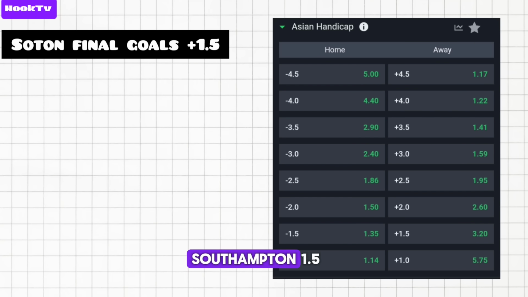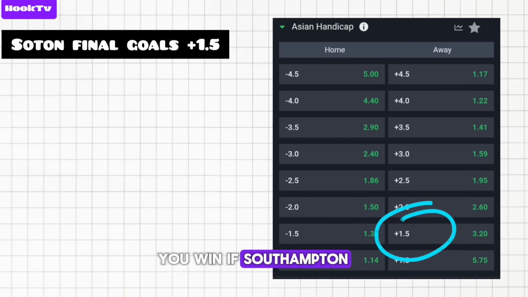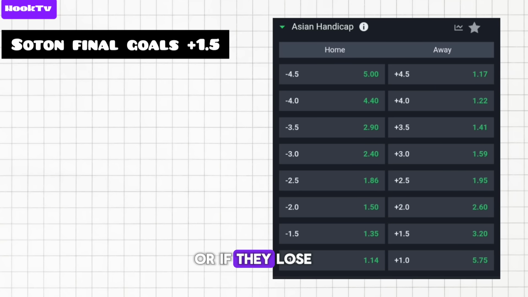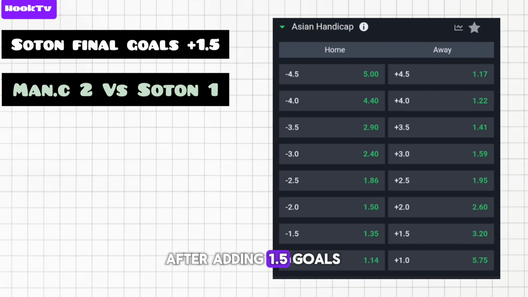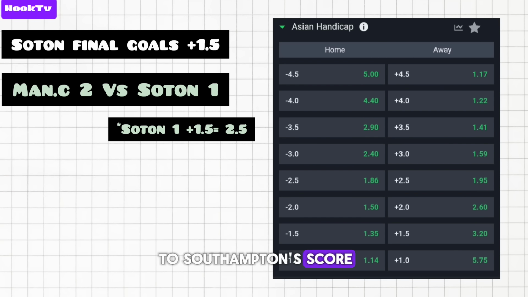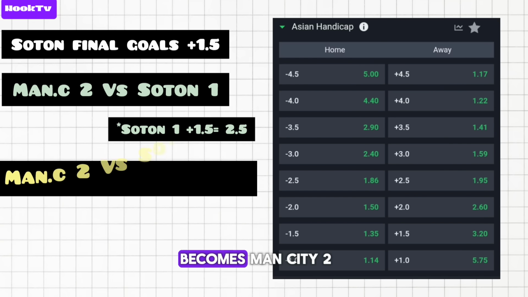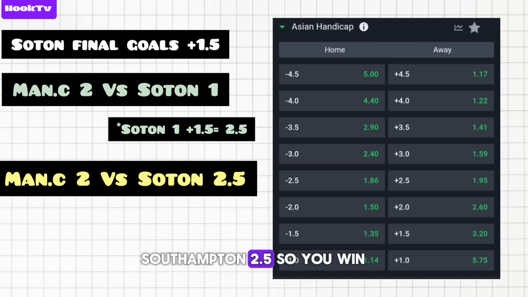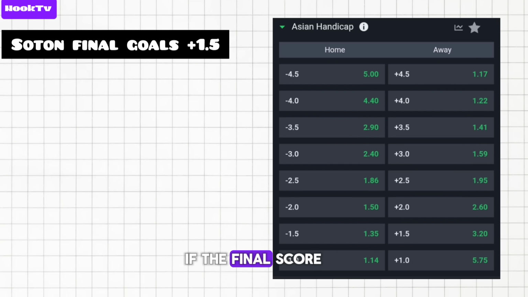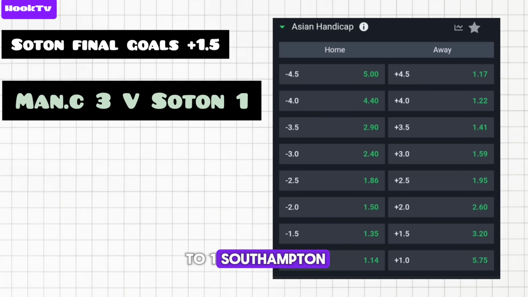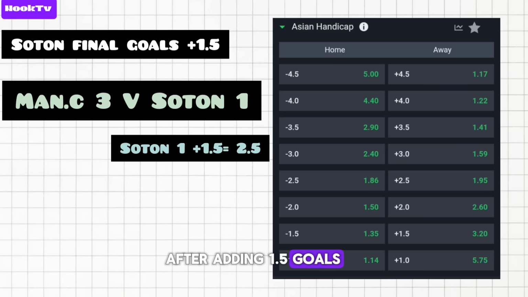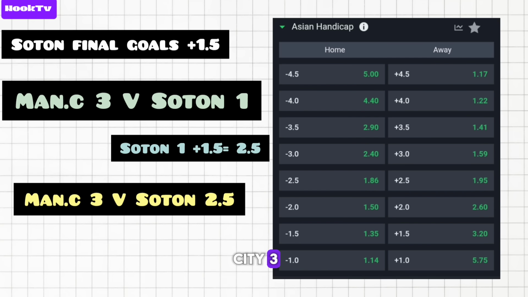If you bet on Southampton +1.5, you win if Southampton wins, draws, or if they lose by one goal after the 1.5 is added to their score. For example, if the final score is Man City 2-1 Southampton, after adding 1.5 goals to Southampton's score, the final adjusted score becomes Man City 2, Southampton 2.5, so you win. If the final score is Man City 3-1 Southampton, after adding 1.5 goals, the score becomes Man City 3, Southampton 2.5, which means you lose.